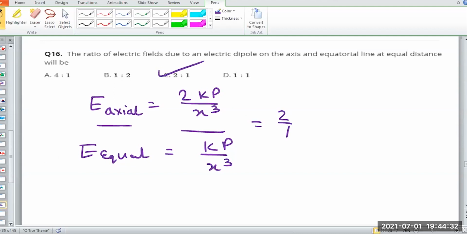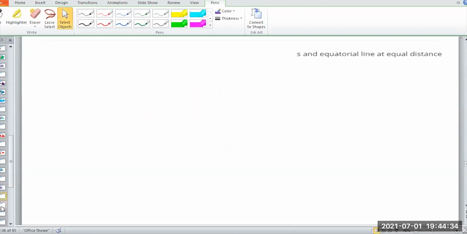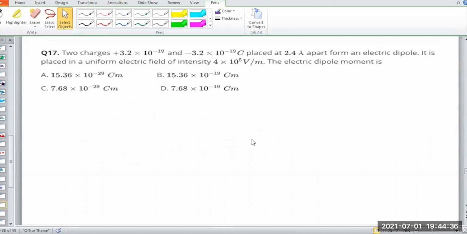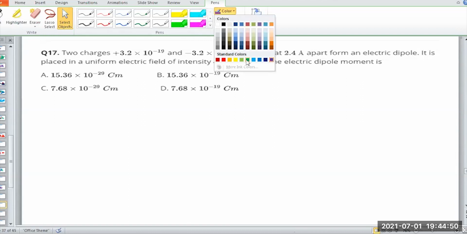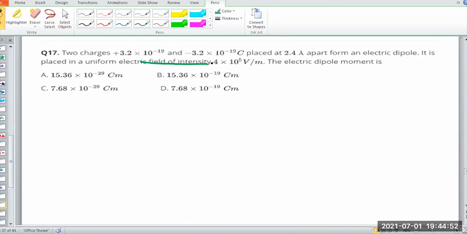Love proportion. Two charges are given at 2.4 angstrom apart, so distance is also given. It is placed in a uniform electric field of some intensity, and you have to find the dipole moment. Now sometimes redundant data is given. I am not interested in the external electric field, but this question has given this to make you confused.